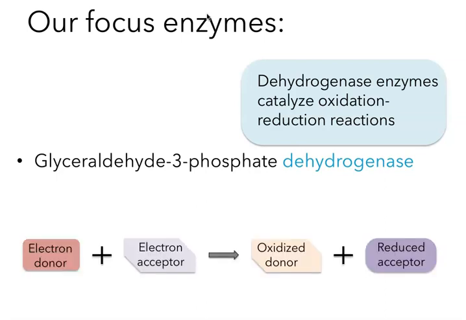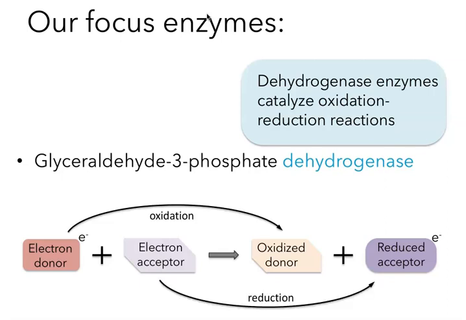Now, I assume that you've had chemistry and you know about redox reactions from chemistry. There's always an electron donor and then an electron acceptor. And what happens in a redox reaction is the electron donor donates an electron, so it becomes oxidized. And then the electron acceptor accepts that electron, and we say that this is being reduced. So you lose an electron, you're oxidized. You gain an electron, you're reduced.